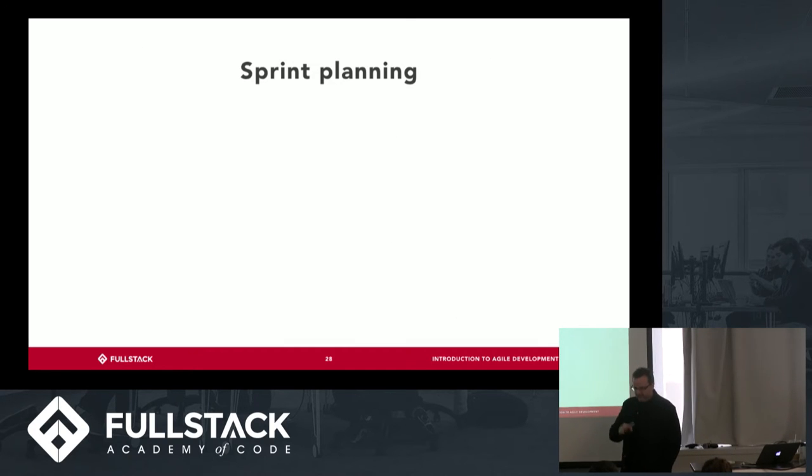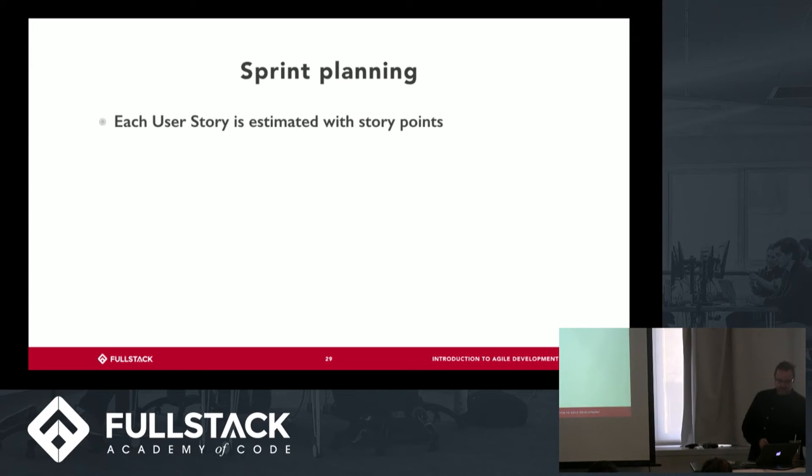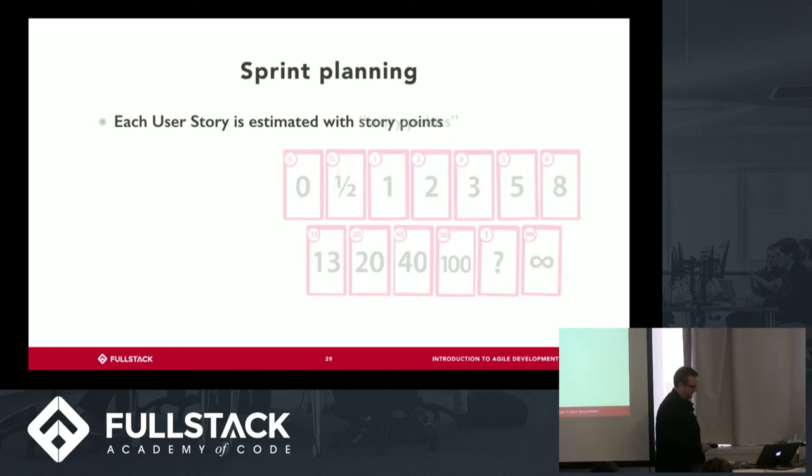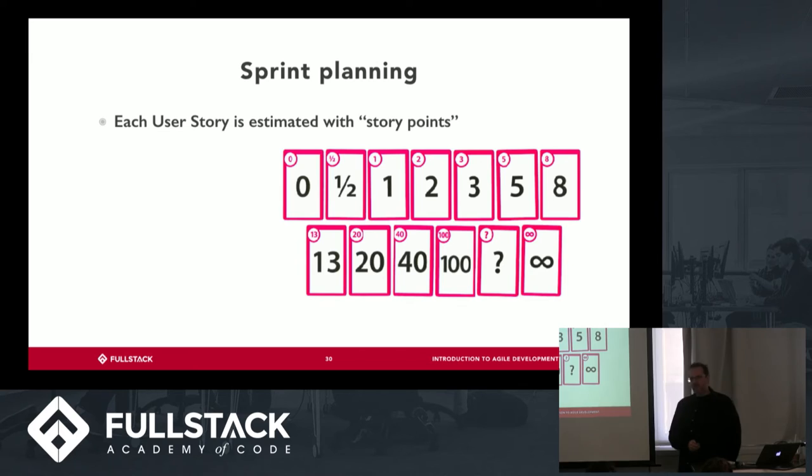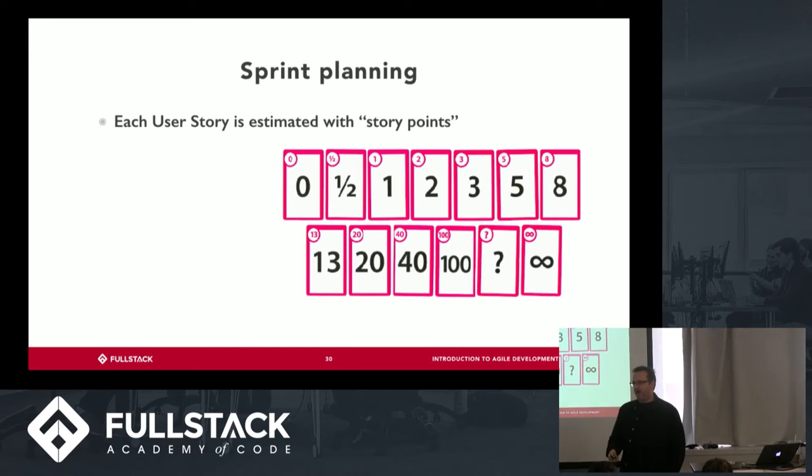Okay, so you've got your user stories, your acceptance criteria, wireframes, and mocks. Now let's talk about sprint planning. Each user story is estimated with story points. Story points are an estimate of the amount of work required to do that particular task, right? So you're seeing a sequence of numbers here. Anybody recognize this sequence of numbers? Any math geeks in the house?